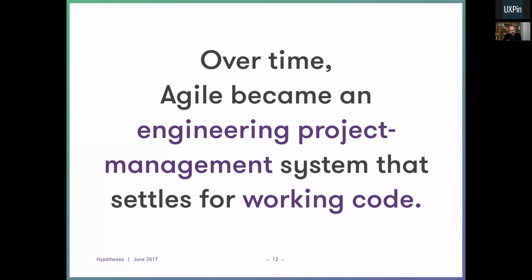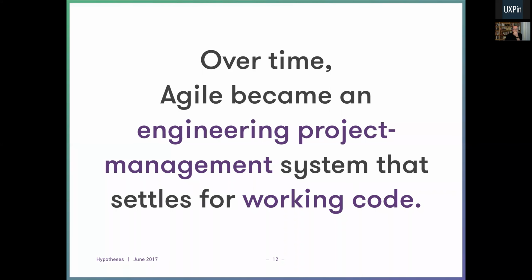connection to that feedback, that connection and commitment to continuous feedback, and it became kind of an engineering project management system in which getting working code was good enough. But the Agile Manifesto says, look, it's not working code, it's valuable code that we're trying to create.